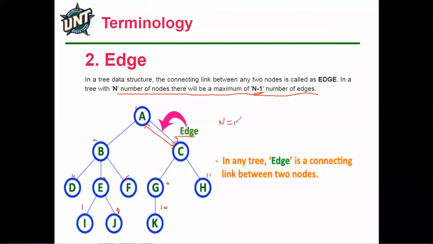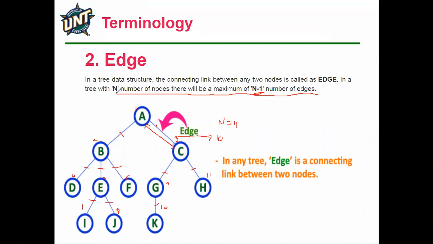Okay, and calculate the edges here. Edges means the link between two nodes. This is 1, this is 2, 3, 4, 5, 6, 7, 8, 9, 10. So the edge value equals what? It came to 10. So it should be n minus 1. I hope you're clear now on the concept of edge here.